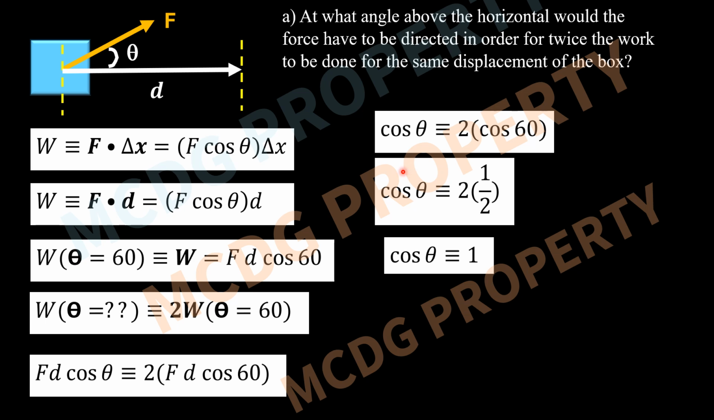Hence, that is true only when theta is 0 degrees. So it means that for the work done by F to be twice the work done when theta is equal to 60, the force should be applied parallel to the displacement at an angle of 0 degrees.